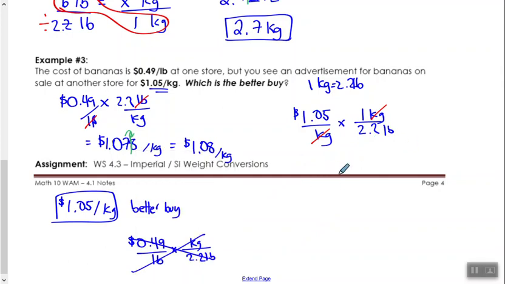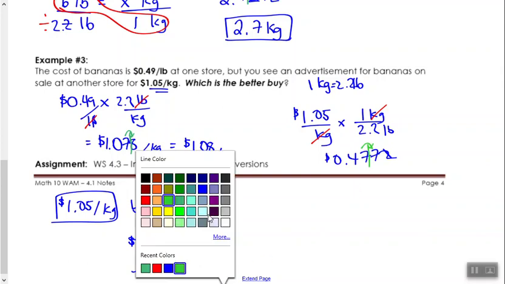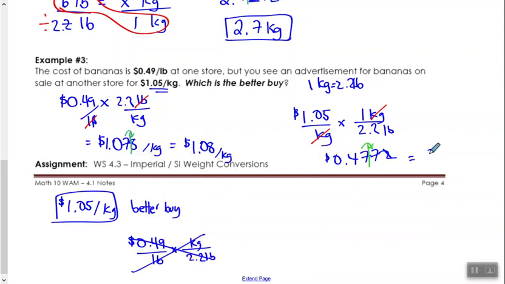And 1.05 divided by 2.2 is 0.4772, or rounding to the nearest cent, I get 0.48, so 48 cents per pound. Okay, so I can see 48 cents per pound. That is going to be 1 cent per pound cheaper than the 49 cents per pound. So I still get that the $1.05 per kilogram is our better buy.